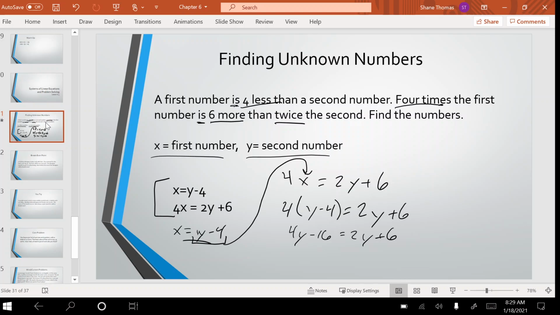Okay, you're going to take that 2y across, right? So we subtract a 2y, and then I'm going to add a 16 too. You good with that? I'm going to do it all in one step. So 4 minus 2 is going to be 2y. Over here, 6 and 16 is going to be 22. So y equals 11. There's the first one. Plug it back into the box. X equals 11 minus 4. 11 minus 4 is 7. So then in that situation right there, first number is going to be 7. Second number is going to be 11.